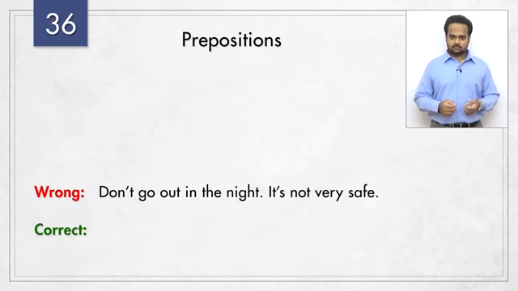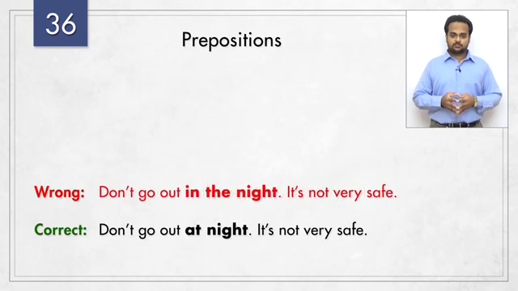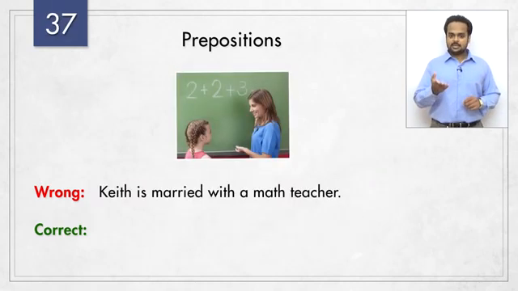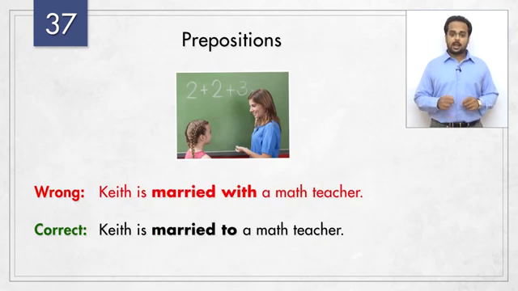What about this sentence? Don't go out in the night, it's not very safe. This is wrong because we have to say at night. Now we say in the morning, in the afternoon, and in the evening, but at night. Next, Keith is married with a math teacher. It should be Keith is married to a math teacher. With the verb marry, we always use to and not with.